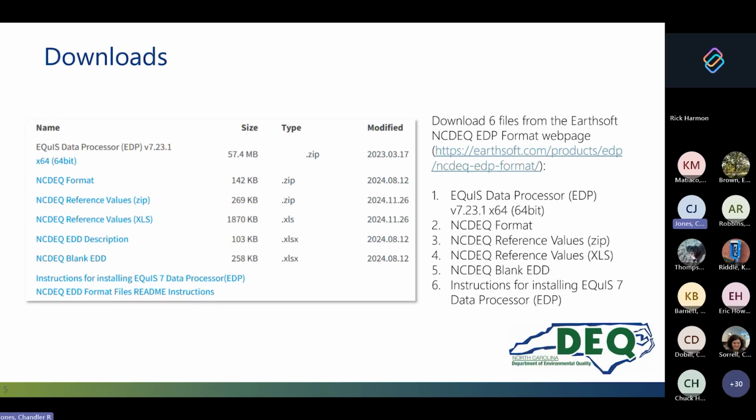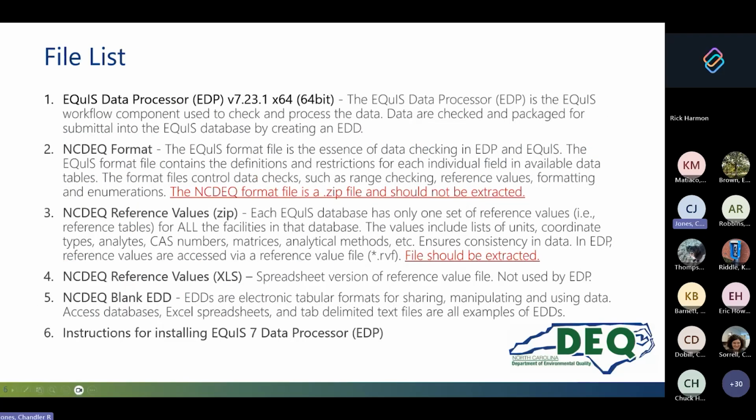Some of you may already have a good idea of what these files are, and some of you may not. Like, what the heck is all of this? So starting from the top, we have the standalone download for the EDP. This is the workflow component that's used for checking and packaging data to be submitted into the EQuIS database. It's what we use to actually get our data into the database itself, and we'll go over its use a little more when we get into submittal methods.